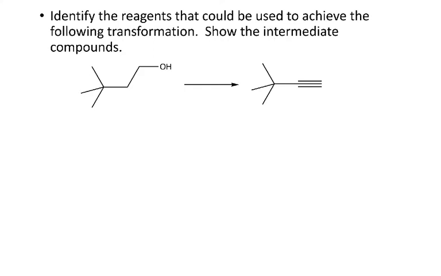Now, I think on this problem, the retrosynthetic strategy is helpful. Because there's all kinds of reactions that I could do to this alcohol, but we only know one reaction that can make an alkyne, and that's the double elimination of an alkyl dihalide. And so I think the last step would have been something like this.